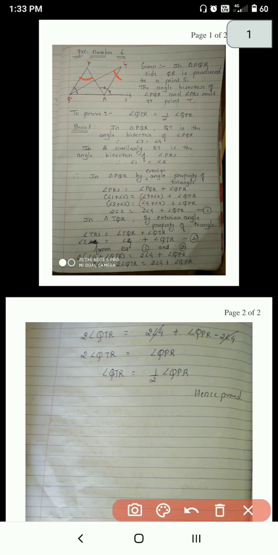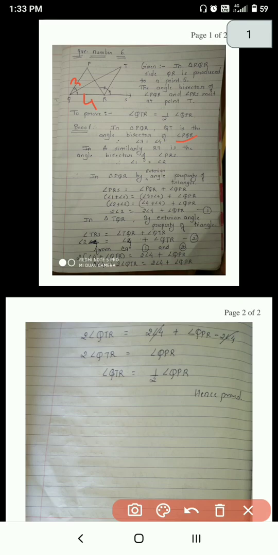For proving this, see here in proof. In triangle PQR, QT is the bisector of angle PQR. Because of this bisector, you can see the angle is dividing into two parts. Let's give names to it. Suppose it is angle 3 here, and here angle 4. Because of the angle bisector, angle 3 and angle 4 are equal to each other. So angle 3 is equal to angle 4.